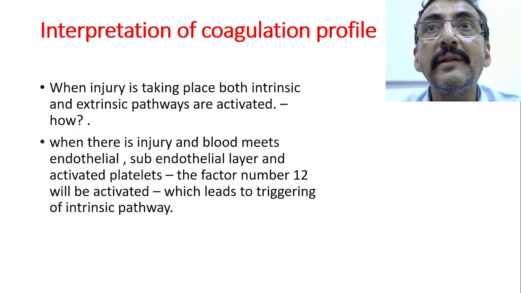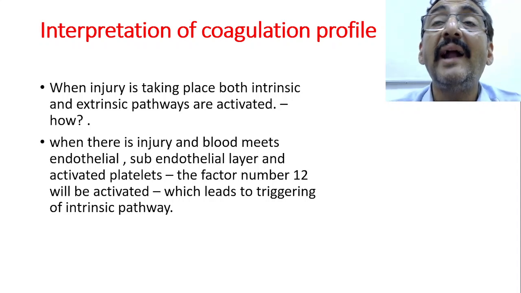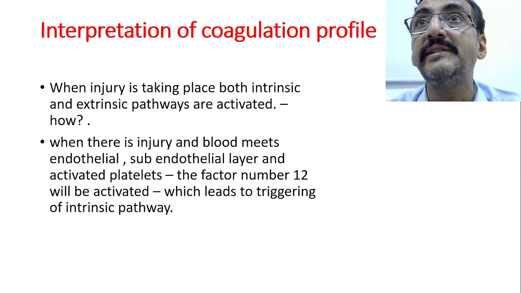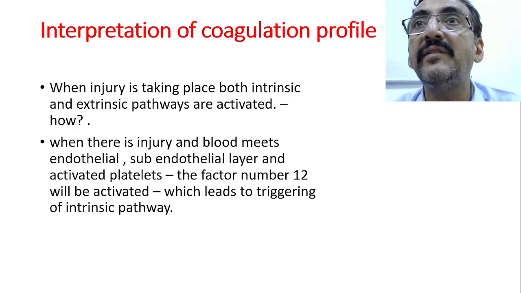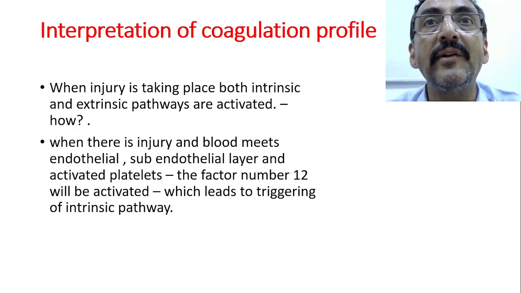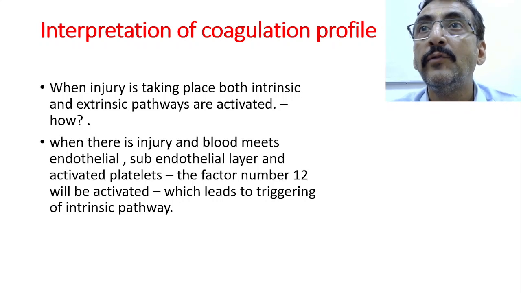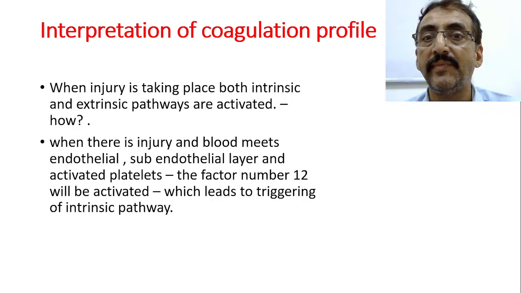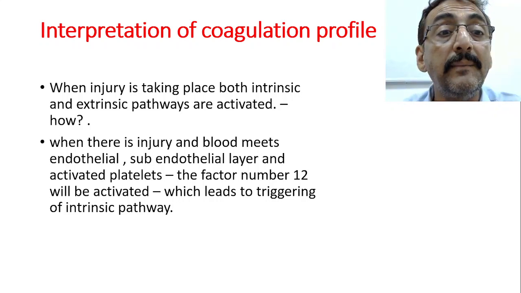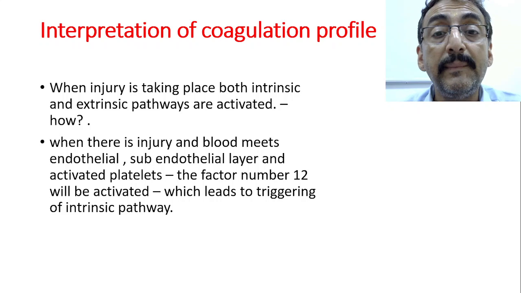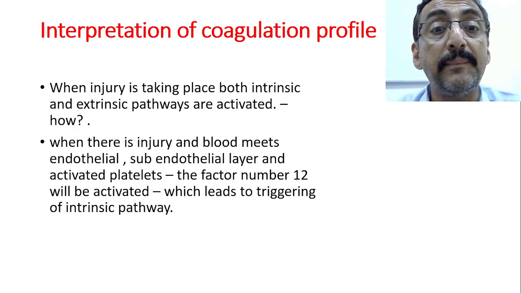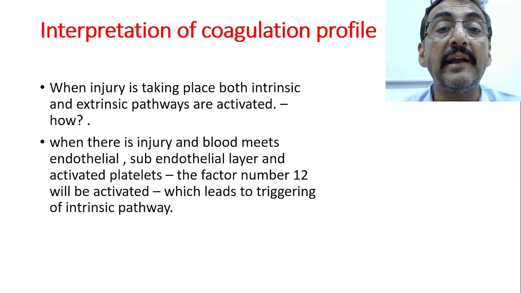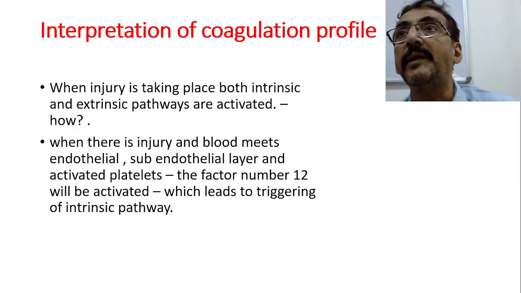What do you mean by extrinsic pathway? When the bleeding takes place, when you add some tissue juices like thromboplastin inside it, again the blood starts coagulation. So this is called the extrinsic pathway. So what I mean to say is, when injury is taking place, both these pathways get activated. When there is an injury, the blood meets the subendothelial layer, and it activates the platelets. Factor number 12 will be activated. This leads to the triggering of the intrinsic pathway. So in general I told.